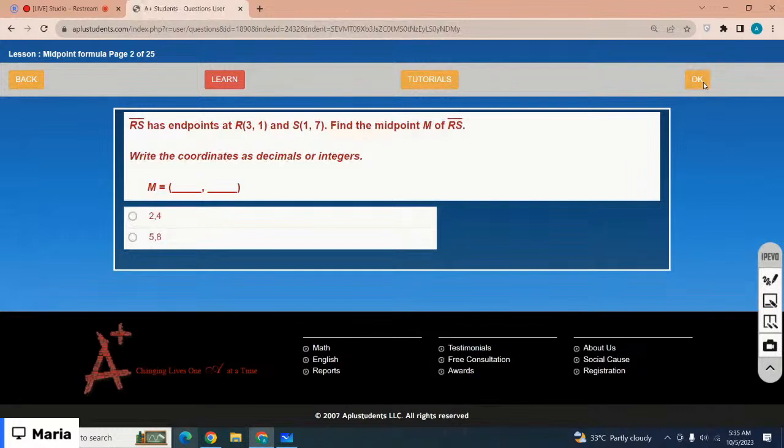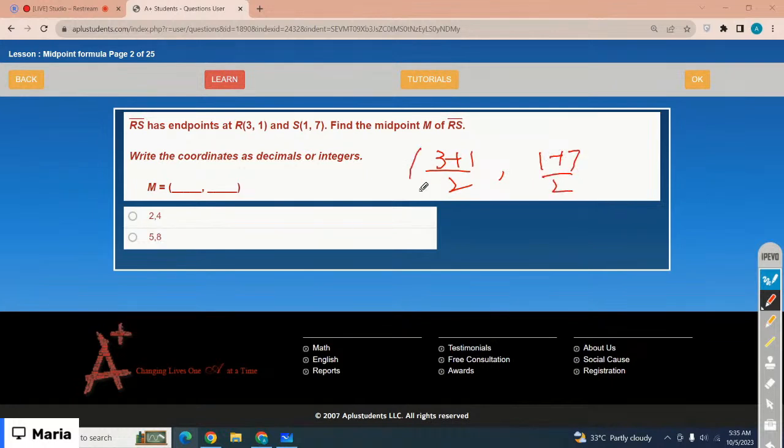Okay, the next one is RS has the endpoints (3, 1) and (7, 1)... find the midpoint. For the midpoint, just add their x components and divide by 2. That is 3 plus 1 over 2 and 1 plus 7 over 2. So 4 over 2 is 2 and 8 over 2 is 4. So that is 2 and 4. The correct option is option number 1. That is 2 and 4.